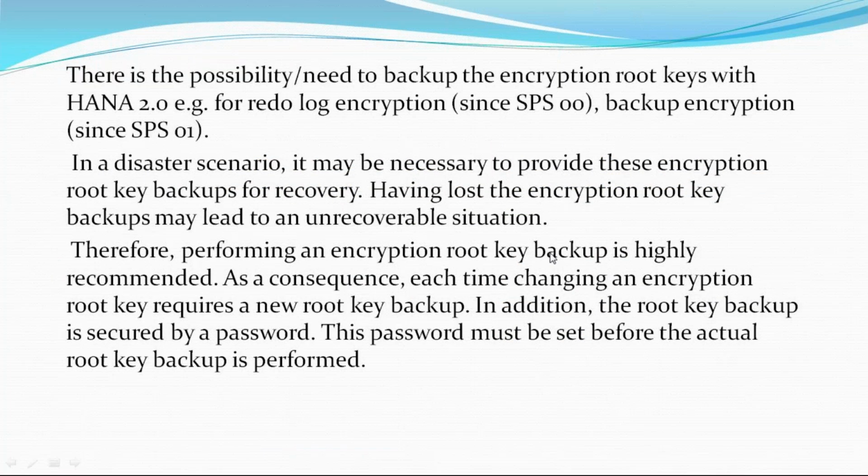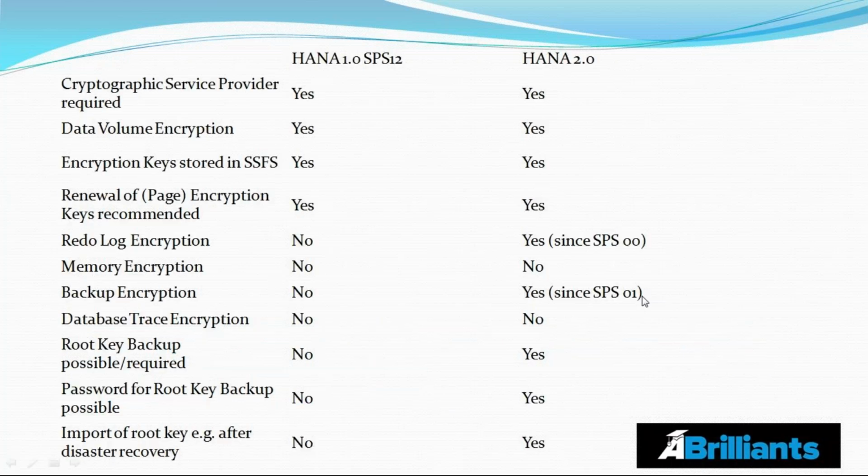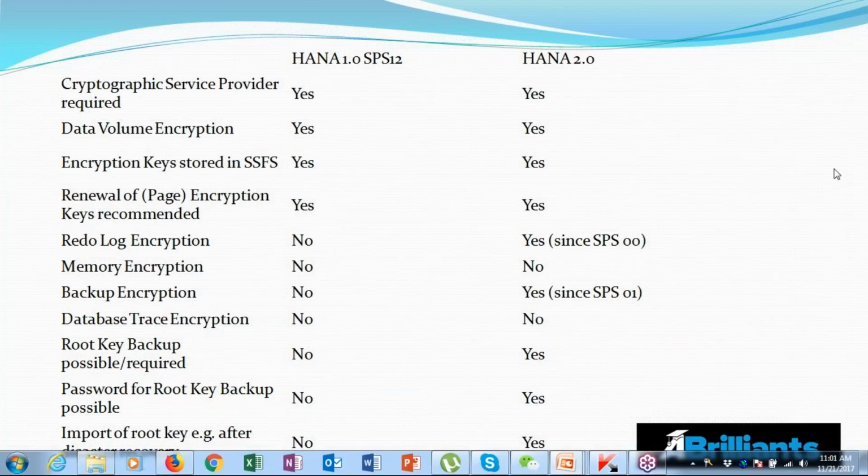Now, let's move to the next point. There's a possibility to back up the encryption root key with HANA 2.0, and if we do so for log encryption itself, backup encryption is possible in case of disaster scenarios. But in 1.0, we don't have this approach. Secondly, we're now going to look at a table comparing these differences, on how HANA 1.0 and HANA 2.0 could be differentiated and appreciated as well.